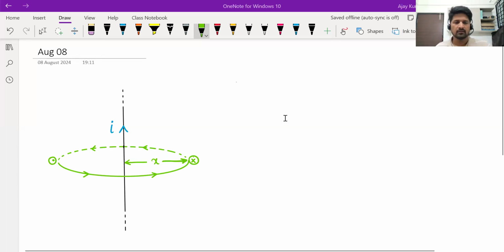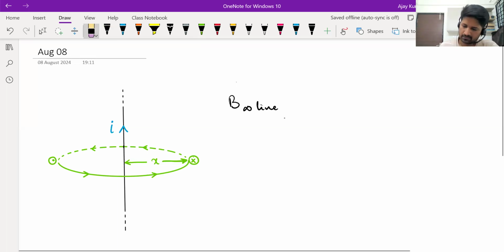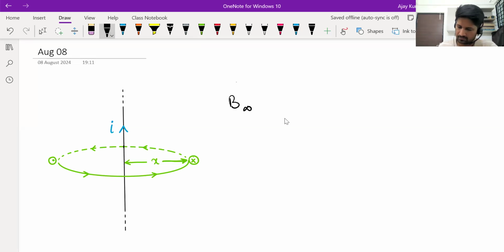Fine. Now, one of you quickly tell me, what is the formula for magnetic field produced by an infinite straight wire at a distance x from it? Mu naught by 4 pi 2i by x. Mu naught I by 2 pi x.